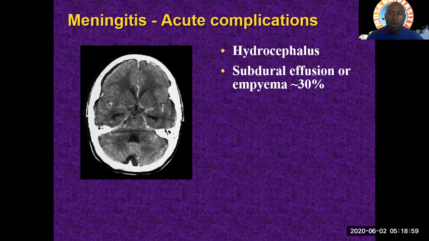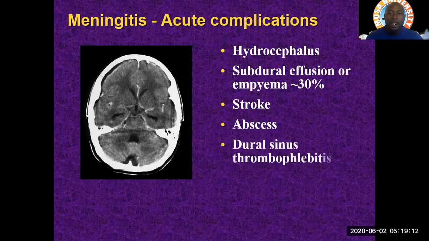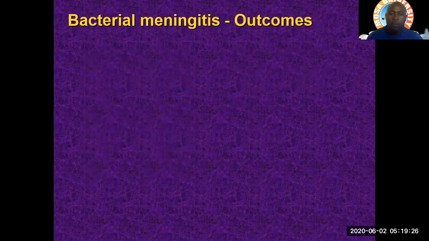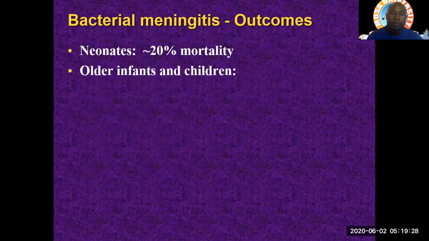So the complications that may arise as a result of meningitis are hydrocephalus. Also, there will be subdural effusions or empyema in 30% of the cases. We know that there will be the presence of spasms, and because of those spasms, these neonates or other children will develop stroke. Also, there may be sagittal sinus thrombophlebitis, and abscess may come in as another complication.